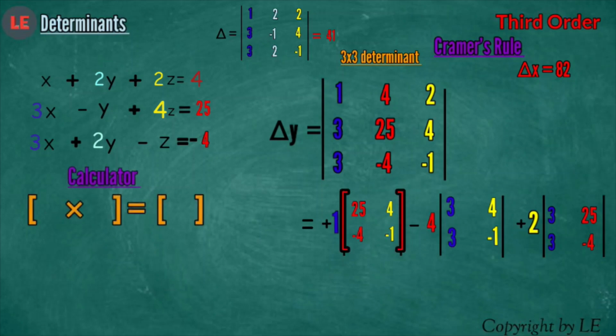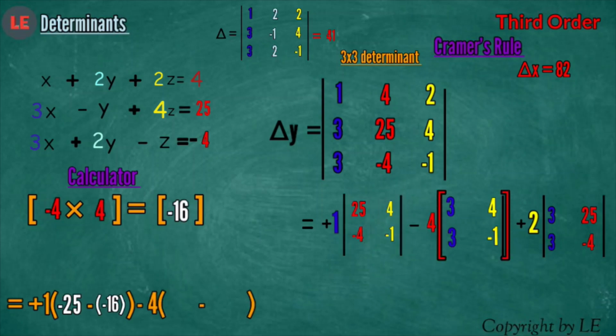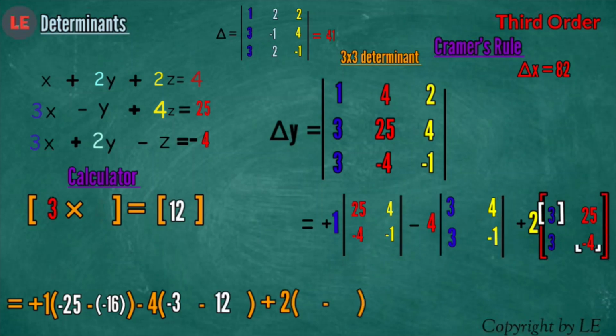From this point, we use 2 by 2 matrices to break down all these. We start with this group, this number times this number, minus, this negative 4 times this 4. Then, on this group, this 3 times this negative 1, minus, this 3 times this 4. Now this last group, this 3 times this negative 4, minus, then this 3 times this 25. All these give us the determinant to be negative 123.